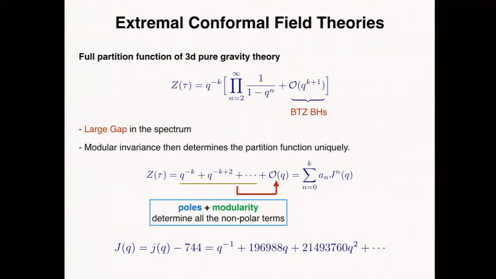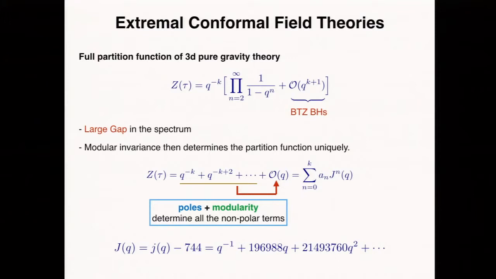So the full partition function of pure 3D gravity will be given in terms of vacuum corrections plus corrections from BTZ black holes, and also Virasoro descendants. Now, from the boundary point of view, these theories are called extremal conformal field theories, in the sense that one starts with a vacuum, then the first non-trivial primary operator has dimension k plus 1. So there is a huge gap between the vacuum and the first non-trivial state.